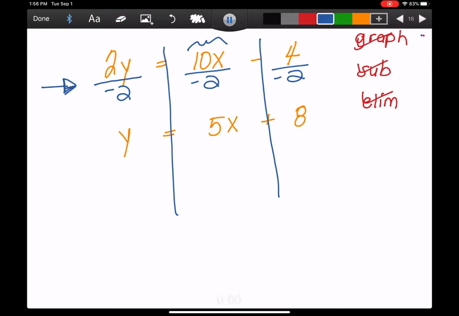You can multiply every term by something. You can also divide every term by something to make it eliminate. And watch what I just did. 2 divided by -2 gives me a negative y here. And I now know that when I add, these y's are going to reduce to 0. 10 divided by -2 gives me a -5x.